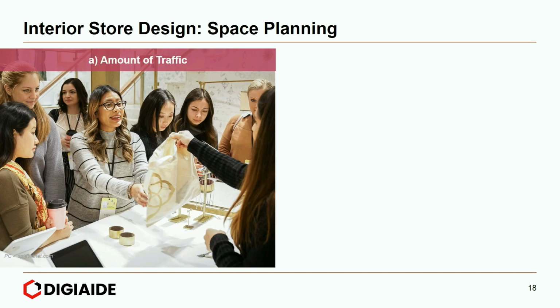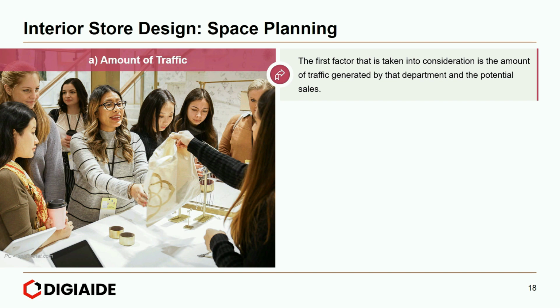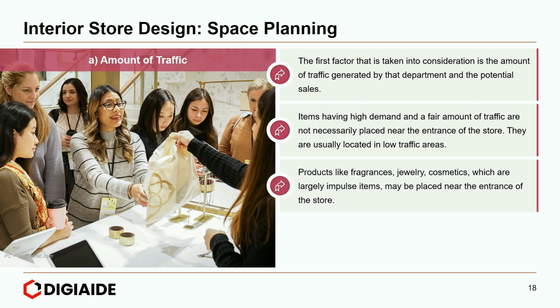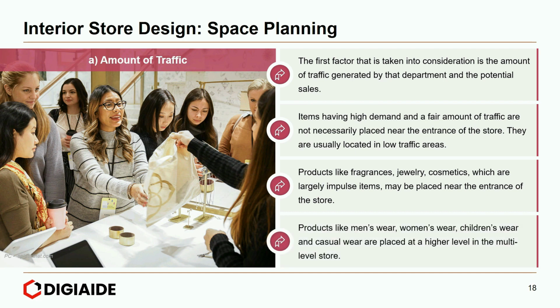Let's look at further elements within space planning, with the first being amount of traffic. The first factor that is to be taken into consideration is the amount of traffic generated by that department and the potential sales. Items having high demand and a fair amount of traffic are not necessarily placed near the entrance of the store. They're usually located in low traffic areas. Products like fragrances, jewelry, cosmetics, which are largely impulse items, may be placed near the entrance of the store. Products like menswear, women's wear, children's wear, and casual wear are placed at higher level in multi-level stores.